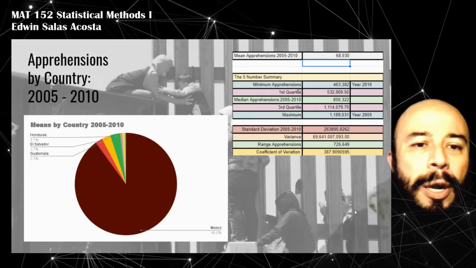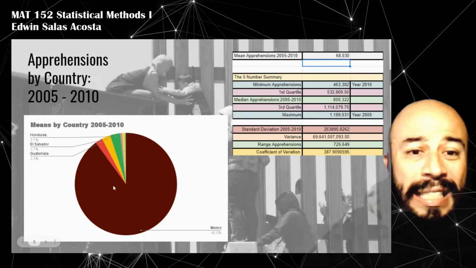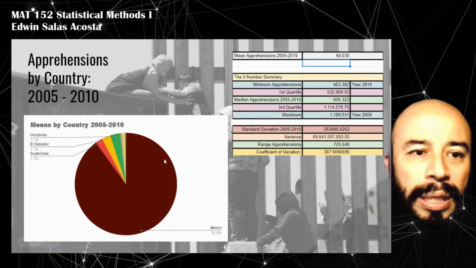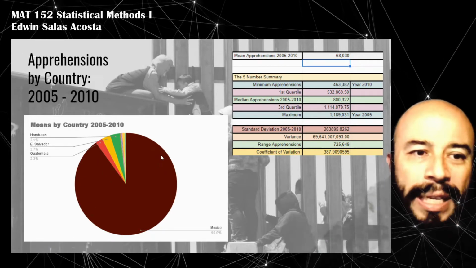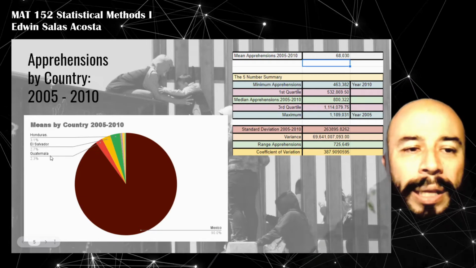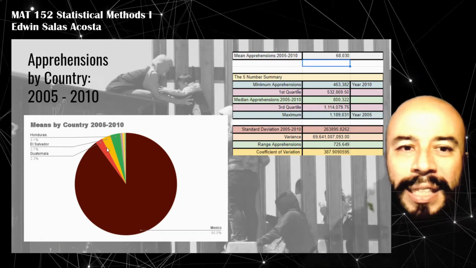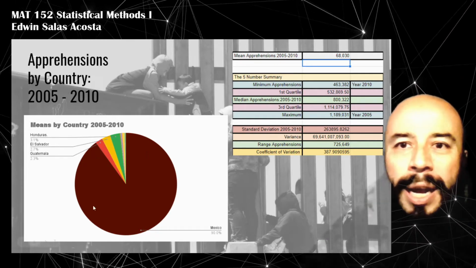Okay, the apprehension by country, we can see easily here Mexico in the brown color, the most, because it's nearer, and after El Salvador, Guatemala in third place. And the other countries divide this little piece of the pie chart.